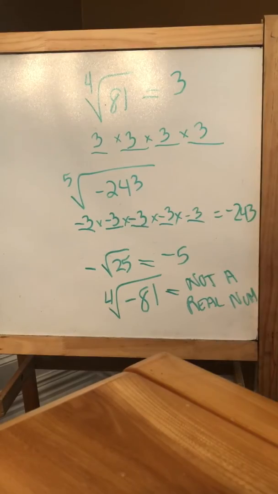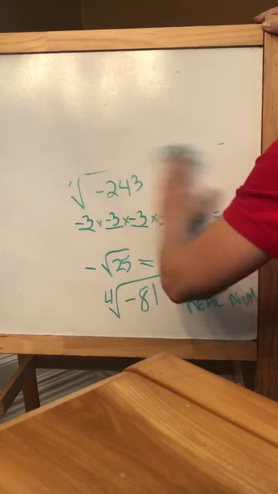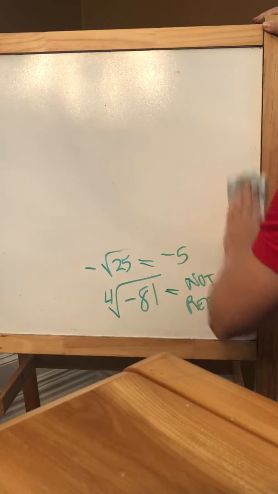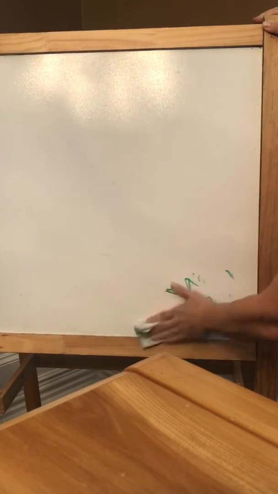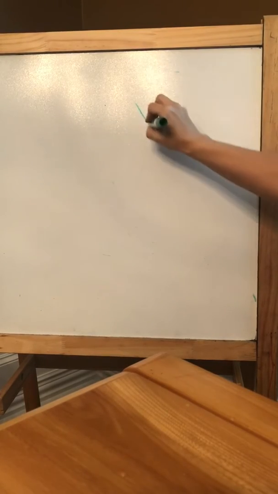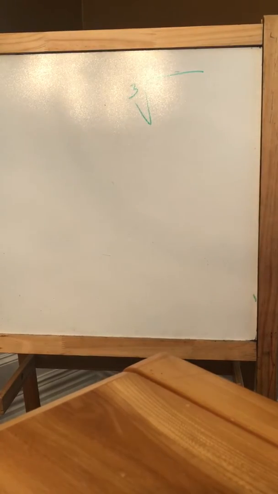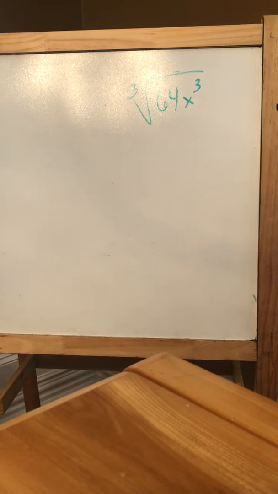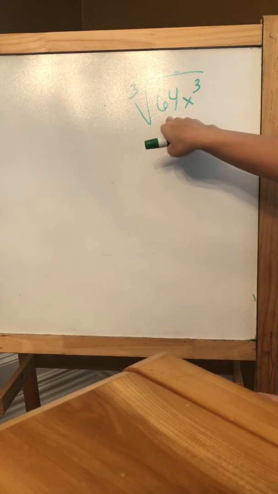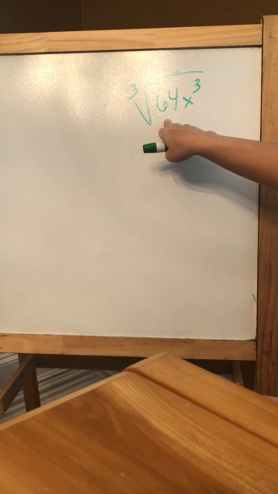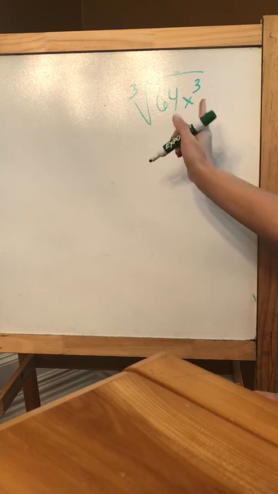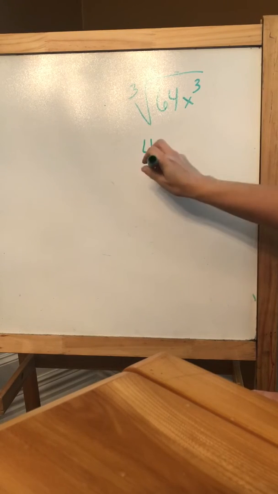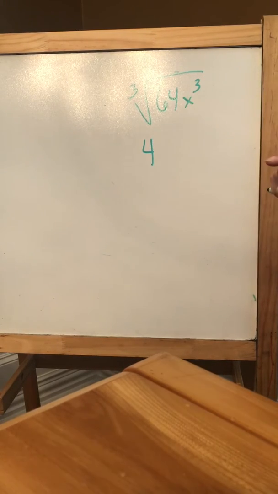I have no room. Let me erase this. Okay, let's do cube root of 64x to the 3rd. Okay, break it apart. What is our cube root of 64? What times what times what gives us 64? We've done that on 2 or 3 other examples, so we know it's 4. 4 times 4 is 16, times 4 is 64.